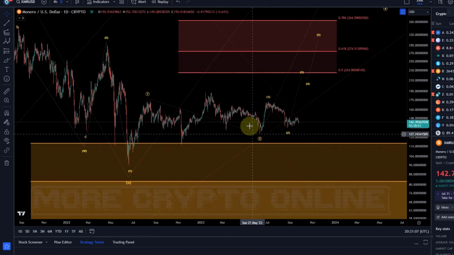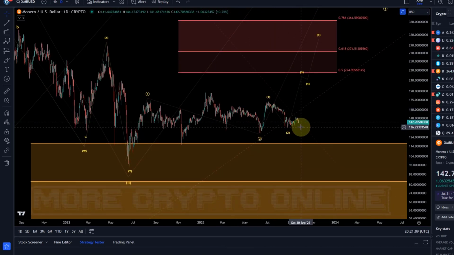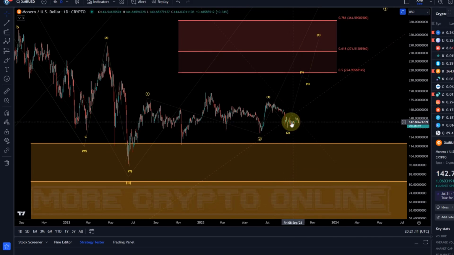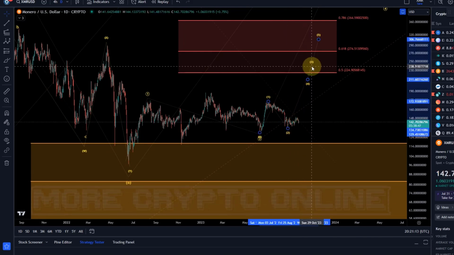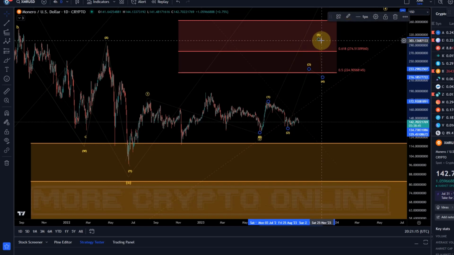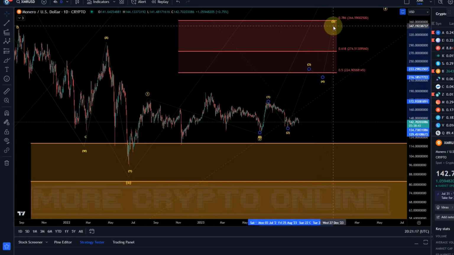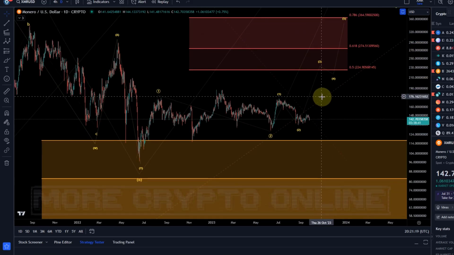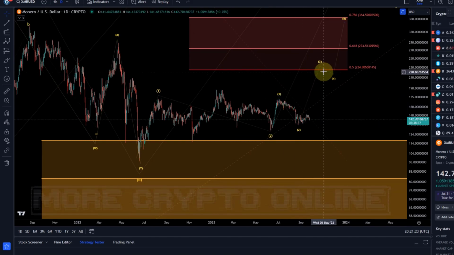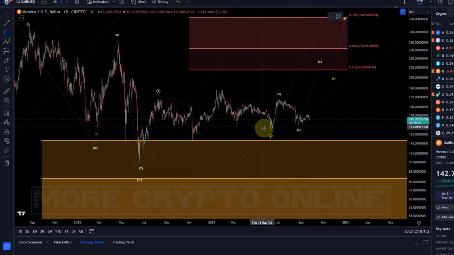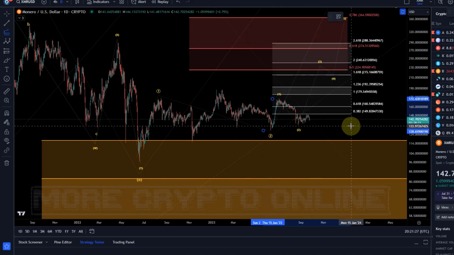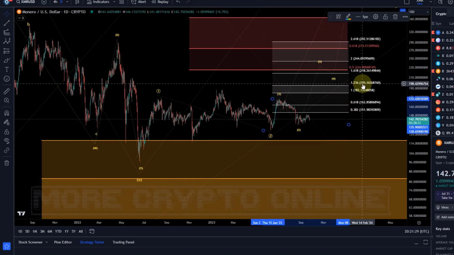On the smaller time frame, as long as the price stays above $136, this third wave rally can unfold on the smaller degree, right? Do I believe it? Not really. Yeah, a break above $175 will be better confirmation that this is actually unfolding. And a target for this small third wave would be between $195 and $218.